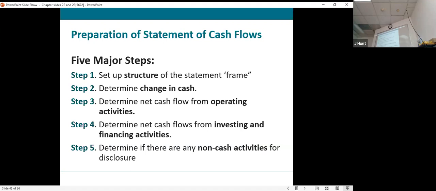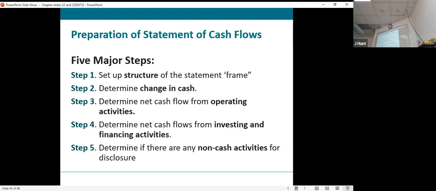So the first part, they start off with determine the change in cash. That's the bottom piece, right? So that's where they say start first, and I agree with that. Then determine the net cash flow from operating. So you start after the cash at the bottom. The operating is the first section, right? Then investing, then financing. And then lastly, 5, I added as well.